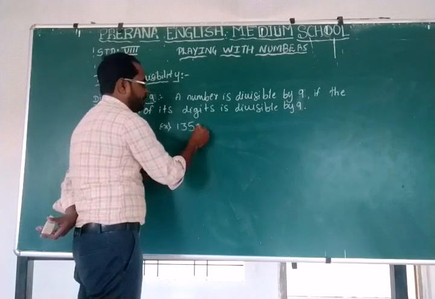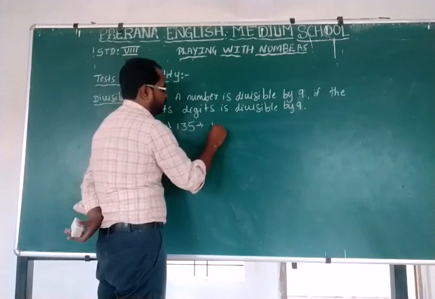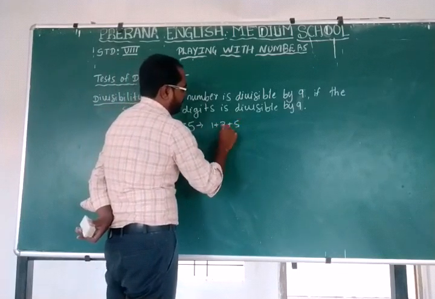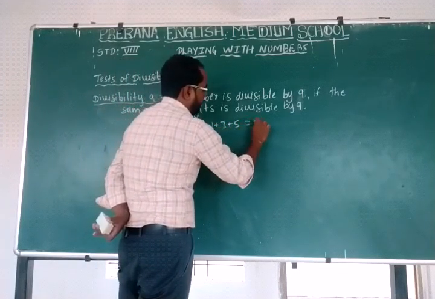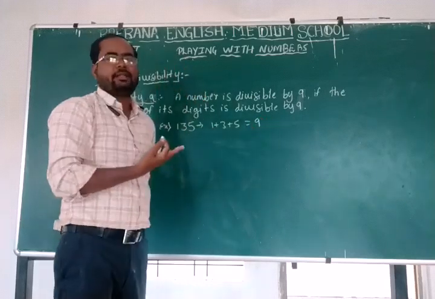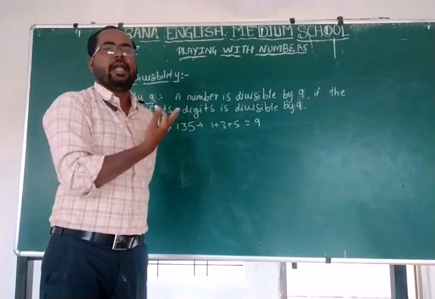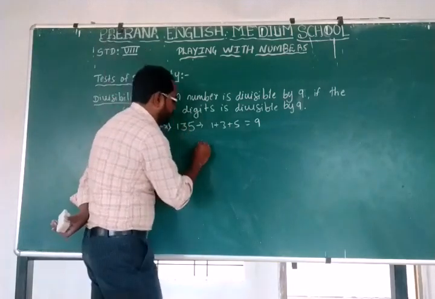So, same rule. Just go on adding this. 1 plus 3 plus 5. How much is it? 1 plus 3, 4. 4 plus 5, 9. Is 9 divisible by 9? Yes, 9 into 1 is 9. That means this number is completely divisible by 9.